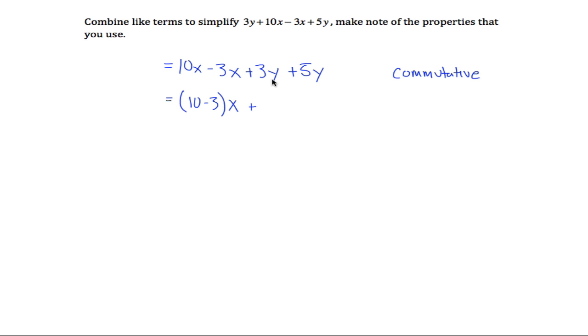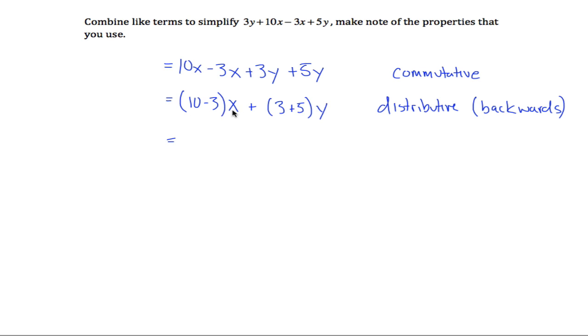Same idea over here. 3y plus 5y is the same as (3 plus 5) y. And the reason that's true is if I took this y and distributed it to both terms in the parentheses, what I'd get would be 3y plus 5y. So to get to this step is the distributive property. And really this is in reverse. It's using that backwards, or at least backwards from how I normally think about that rule.